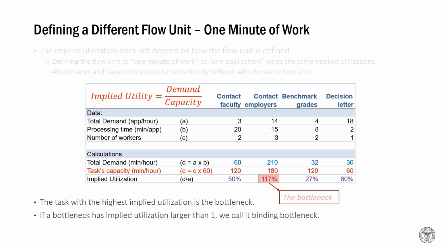The bottleneck is determined by the task with the highest implied utilization. If a bottleneck has an implied utilization greater than 1, it is referred to as a binding bottleneck because the capacity has been fully utilized.